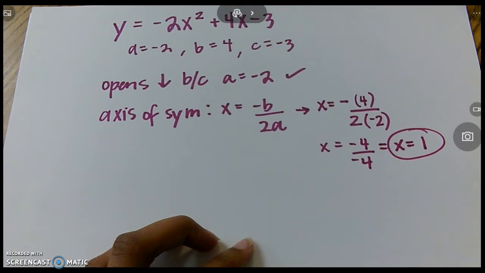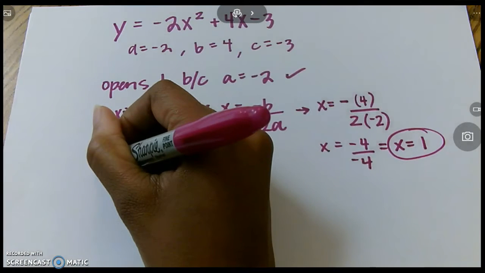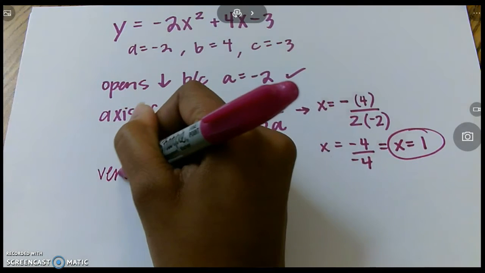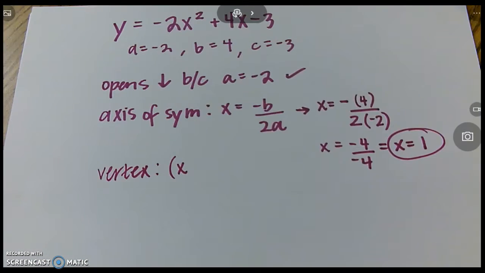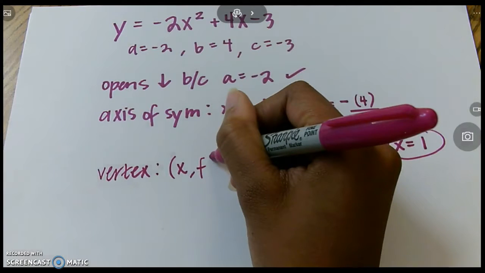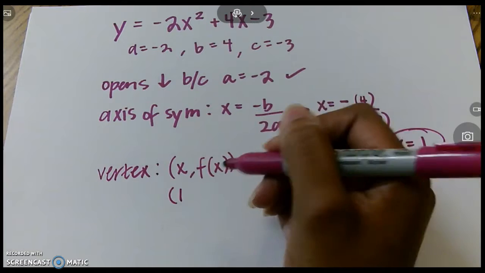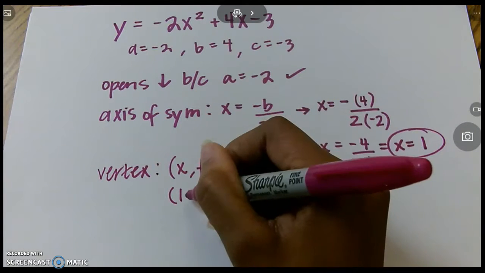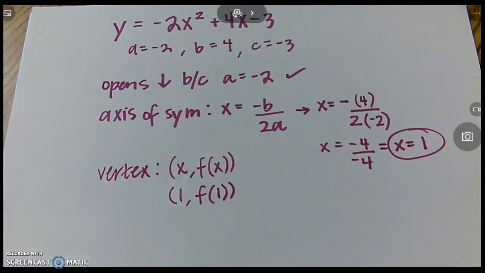Once I have found out what my axis of symmetry is, I need to find out what my vertex is. Your vertex consists of your x, comma, f of x, which is also known as your y. We know what our x is, which is 1. And so we need to find out what f of 1 is.